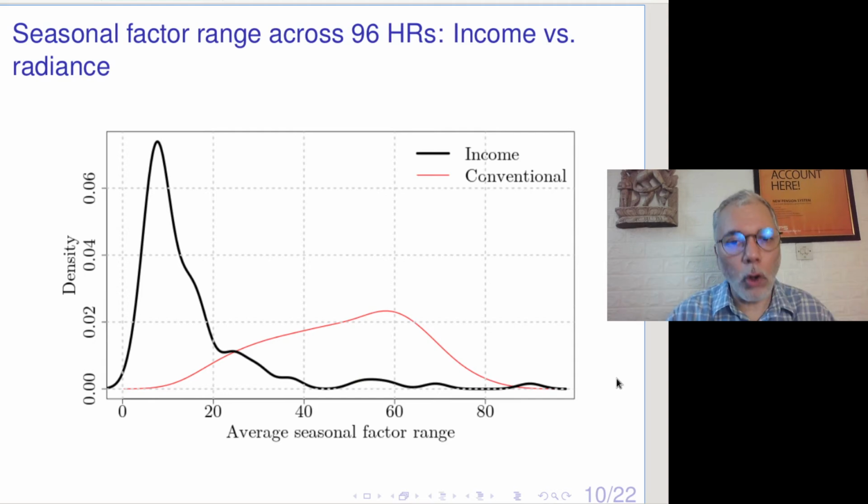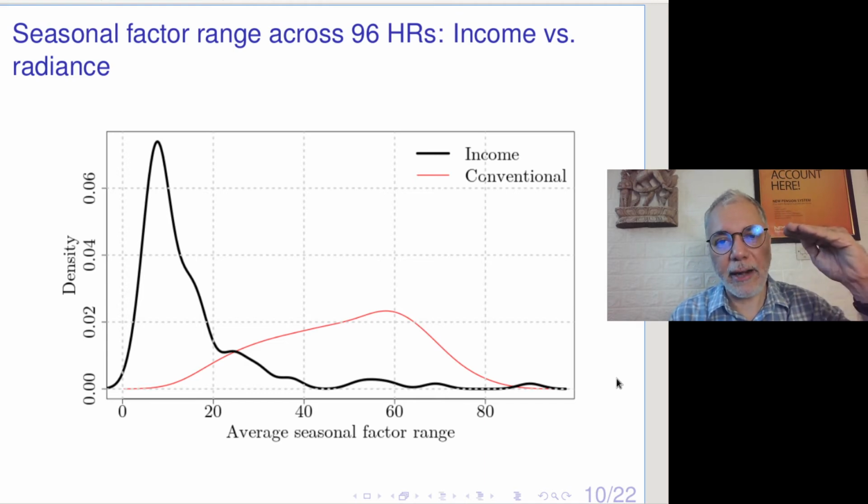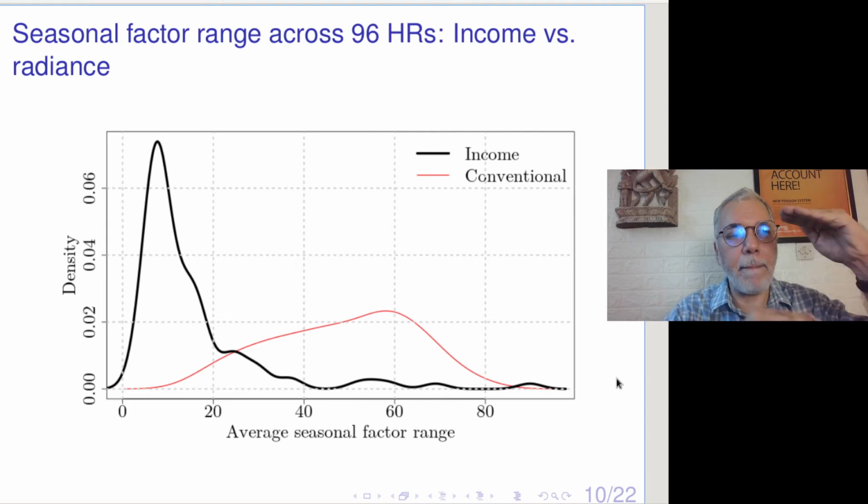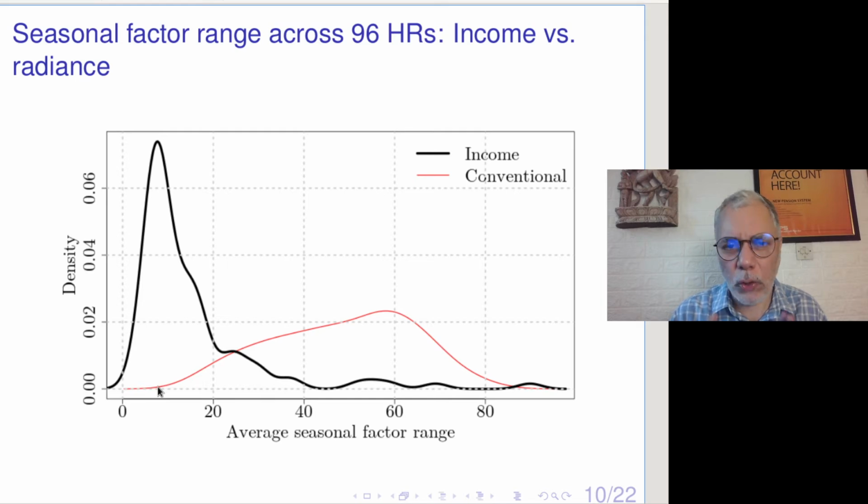We scale this up on an all India level. So we look at all the 96 HRs. And we focus on a number that we call the seasonal factor range. This is the difference between the most positive seasonal factor and the lowest seasonal factor. So the gap between the two is what we call seasonal factor range. And what you see in the black line, this is the seasonality of income, is that there is a mode at about 10%, 8%, 9%, 10%. So there is seasonality in income in India, but it's a modest magnitude. It's about 8, 9, 10% is the seasonal factor range.